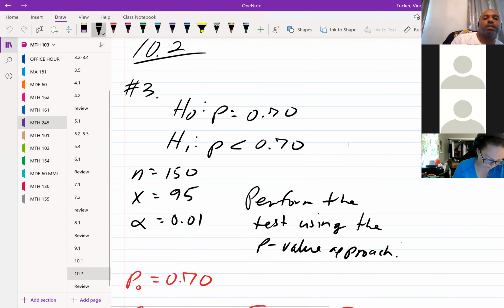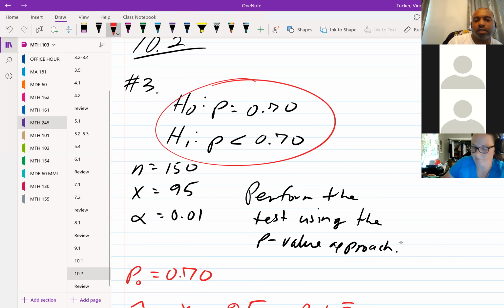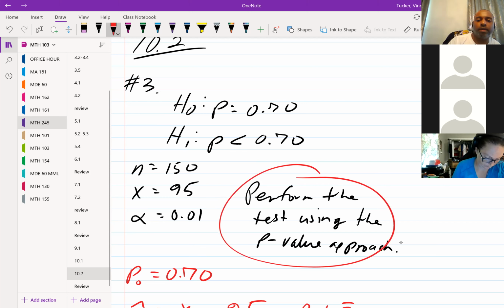So number three, these are numbers that we have. These are ones you want to copy. They give us the null hypothesis, p is equal to 0.70. Alternative hypothesis, p is less than 0.70. Our sample size is 150. X is 95, which is our data value in question. And then our level of significance is 0.01. And they ask us to perform the test using the p-value approach.